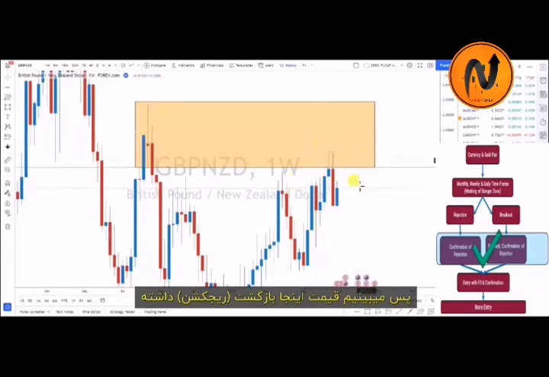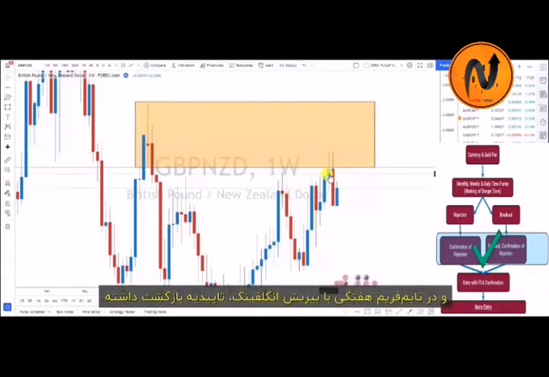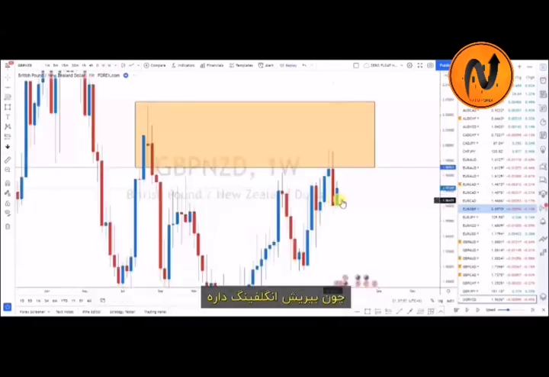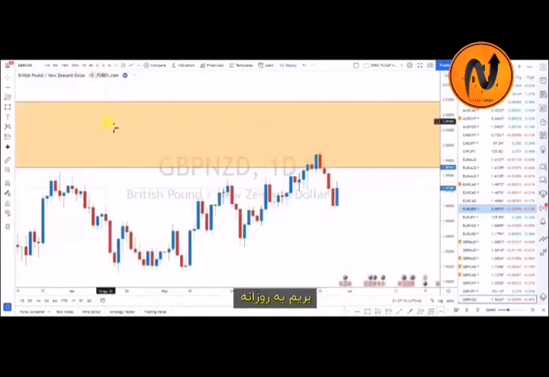Price did a rejection in this area and then rejected with a confirmation of rejection, a bearish engulfing on the weekly time frame. So we don't have to refer to the daily anymore. Weekly is strong enough, which is the bearish engulfing. Next thing, what should we do, guys? We look for a setup. Let's go to daily.